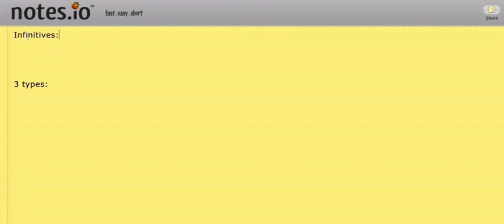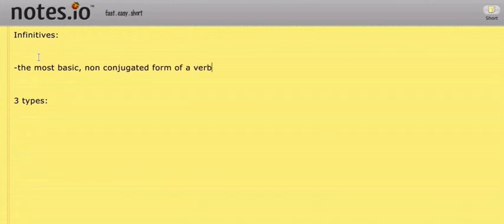What exactly is an infinitive? Well, the definition would be the most basic non-conjugated form of a verb. Now, let's talk a little bit about what this means, because this isn't exactly clear. Basically, it's just the action itself. So for example, if I were to say in English, to eat, that would be an example of an infinitive in English because we have just the action of eating, right? There's no person that's doing it. There's no tense with it. It's just the action itself.